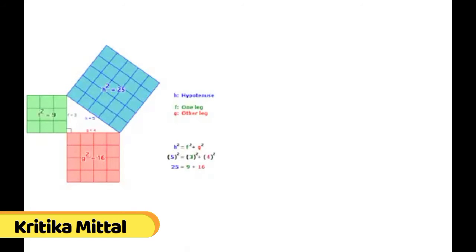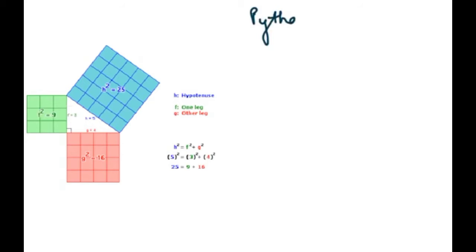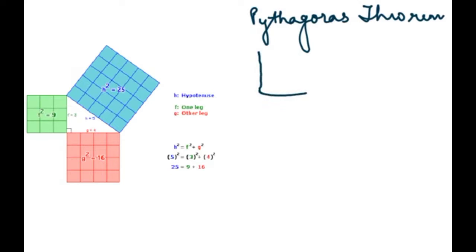People, today we are going to learn Pythagoras Theorem. Pythagoras was a scientist and a mathematician. He gave us Pythagoras Theorem. So, what is Pythagoras Theorem and where is it used? Pythagoras Theorem is applicable to right-angled triangles. What is a right-angled triangle?